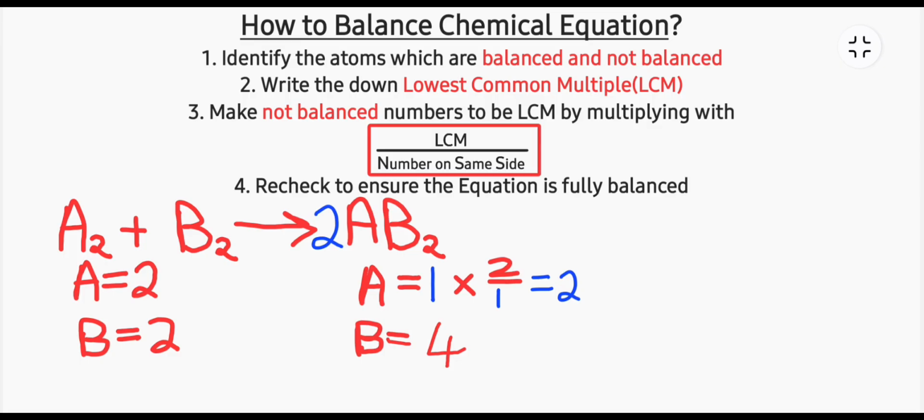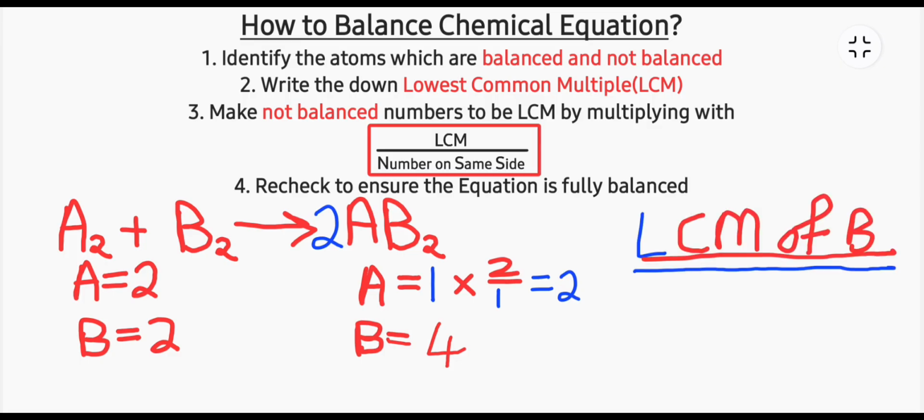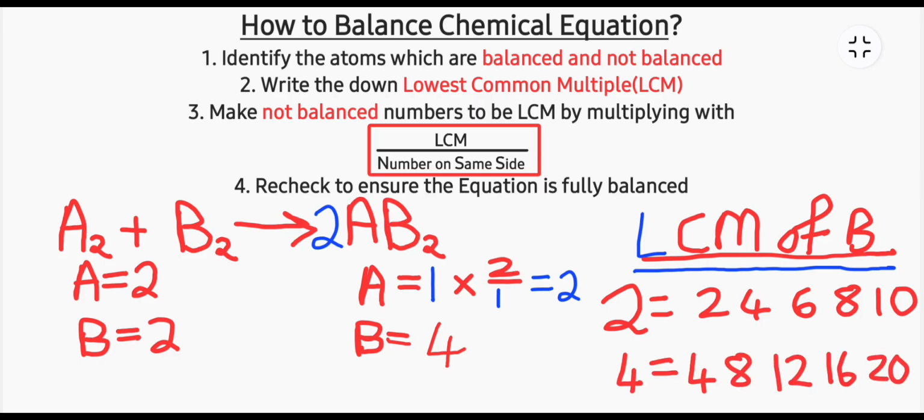To balance B, I need the lowest common multiple of B. The lowest common multiple of 2 and 4. The multiples of 2 are 2, 4, 6, 8, 10. The multiples of 4 are 4, 8, 12, 16, 20. So now what is the LCM between 2 and 4? The LCM will be 4. Now in step 3 it will be 4 over the number on the same side.